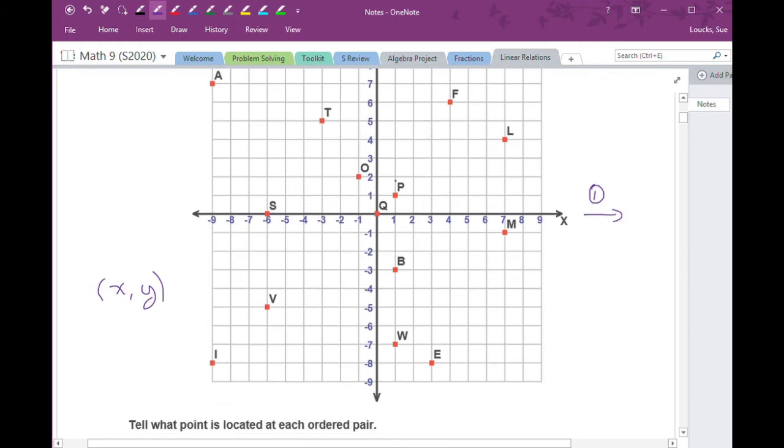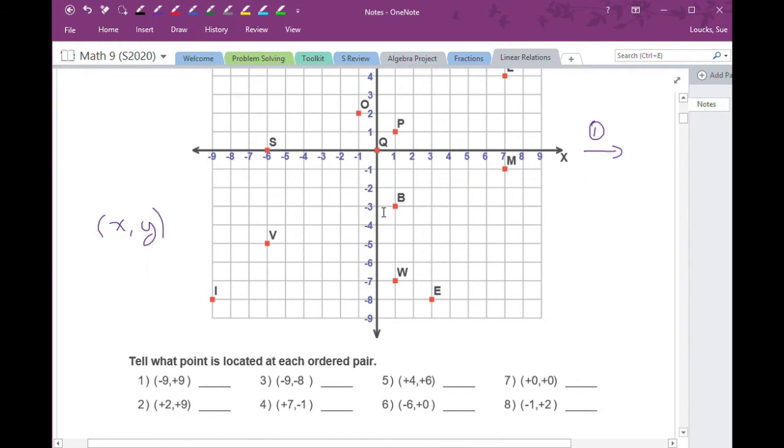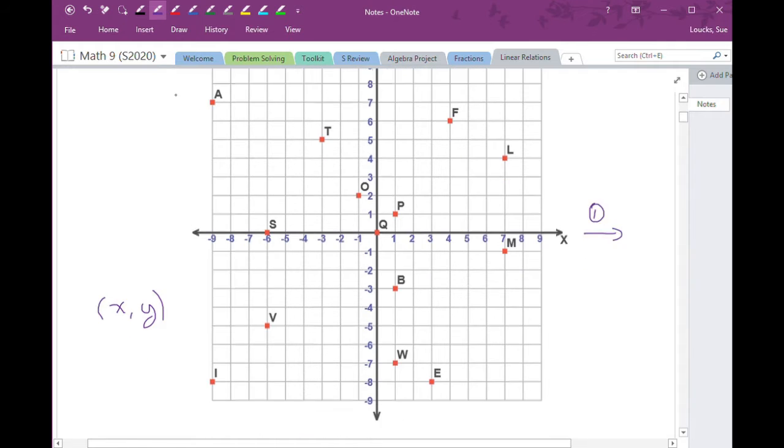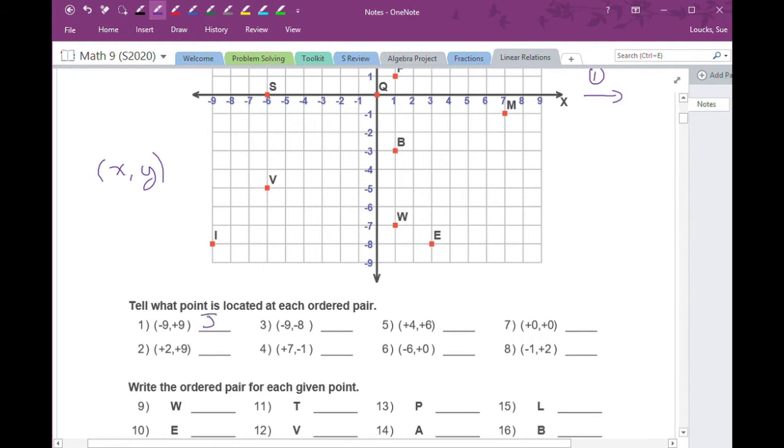All right, so for just one example here, tell what point is located at each ordered pair. -9, 9. So you always start your counting at the origin, which is 0, 0. And then I'm going to count backwards 9: 1, 2, 3, 4, 5, 6, 7, 8, 9. And you're counting the spaces, okay? You're counting how many jumps you're doing. So that's to -9, and then up 9, which is going to be 1, 2, 3, 4, 5, 6, 7, 8, 9, and we see J is at that point. So I'm going to put the letter J in there, and you can finish this page.